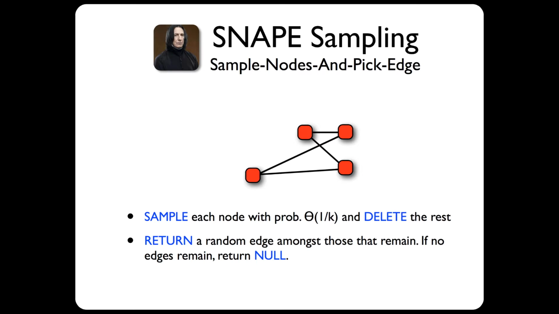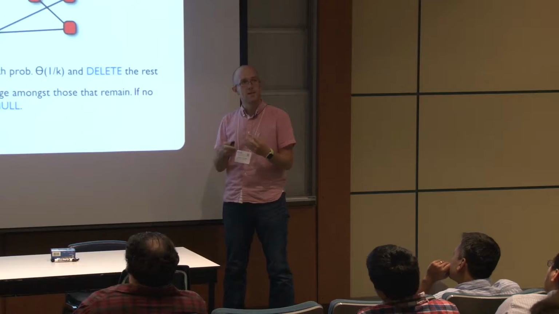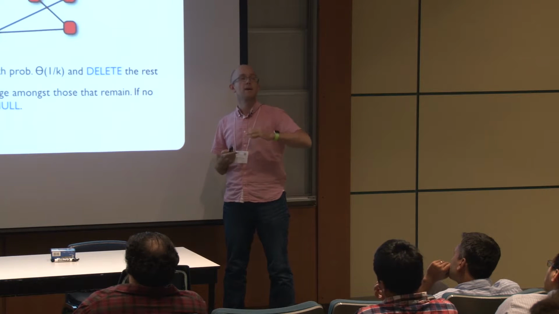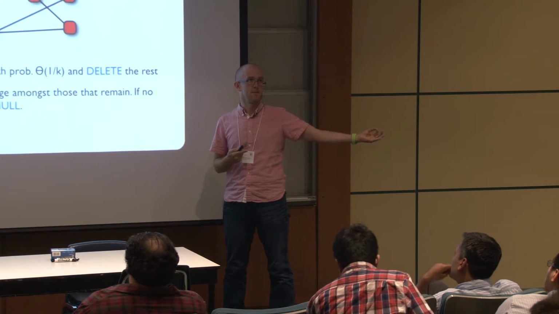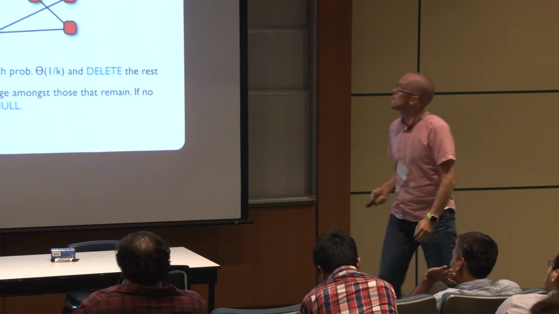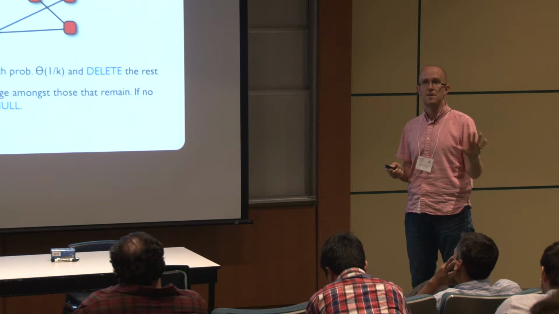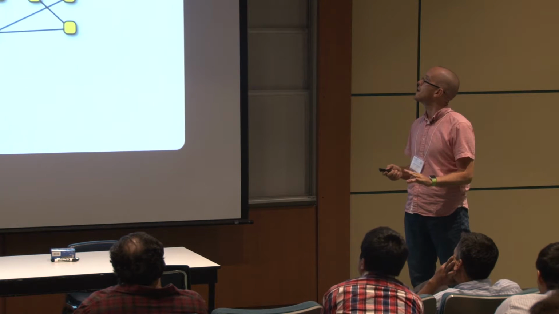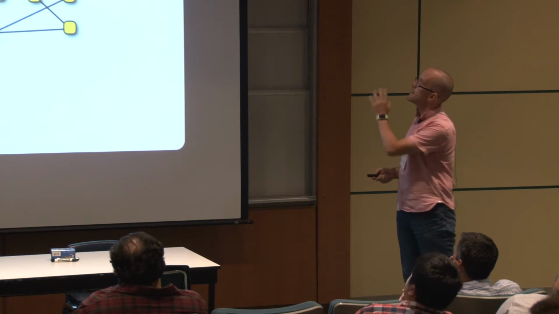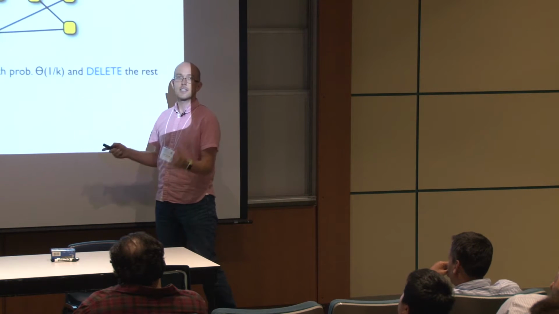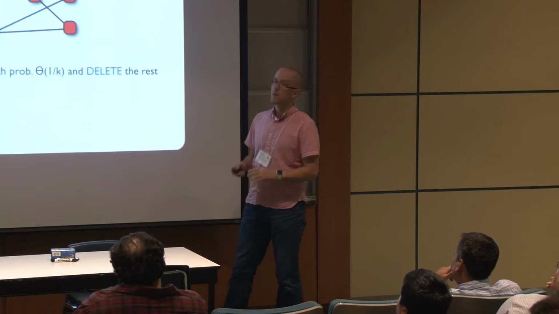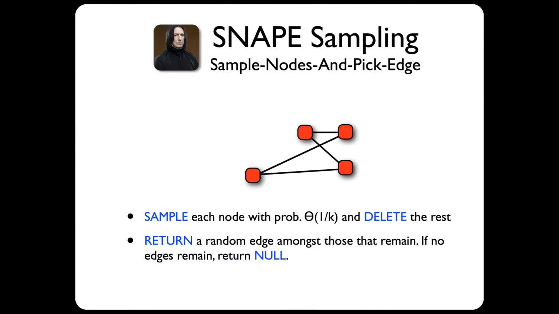Now, potentially there's no edges remaining, in which case you just return null. But this procedure is going to pick a random edge. And if you think about it for a while, it's not the same as just uniformly picking an edge of the initial graph. So, very simple sampling procedure. Any questions? As I said, the clue's in the name. You should be able to remember this entire talk by the stupid names I've given stuff. Snape, sample nodes and pick edges. Sample each node independently with some probability, look at the induced subgraph, sample the remaining edge.